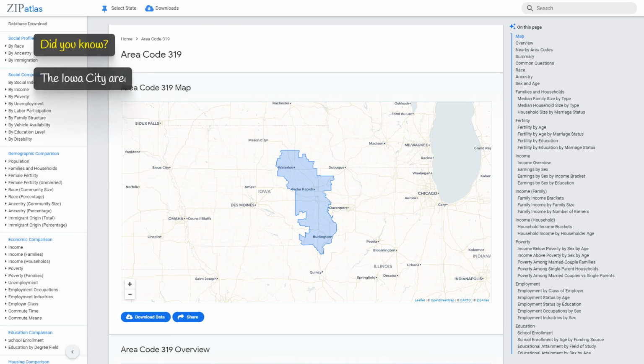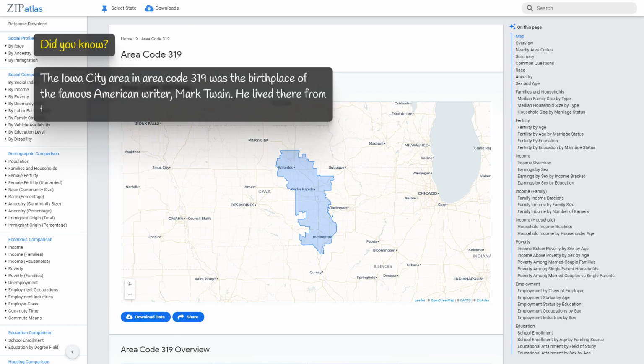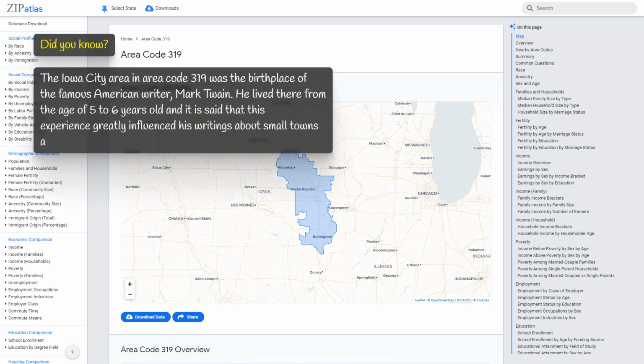The Iowa City area in area code 319 was the birthplace of the famous American writer, Mark Twain. He lived there from the age of 5 to 6 years old, and it is said that this experience greatly influenced his writings about small towns and rural living.